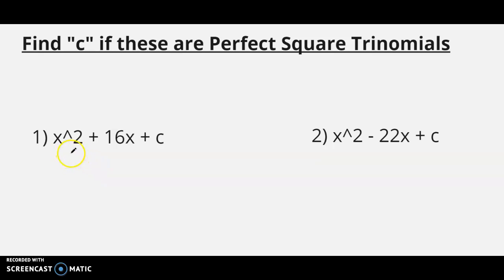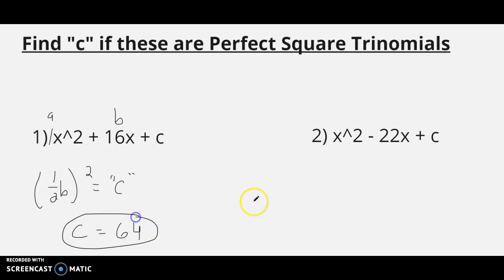And if you notice, the A here is 1, B is 16, and of course we want to find the C here to make that the right number. All you need to do is take half of B, and then whatever that is, square it, and that will give us whatever C is. So in number 1 here, if you take 16, cut it in half, you get 8. 8 squared is 64. That tells us what C is for that example.